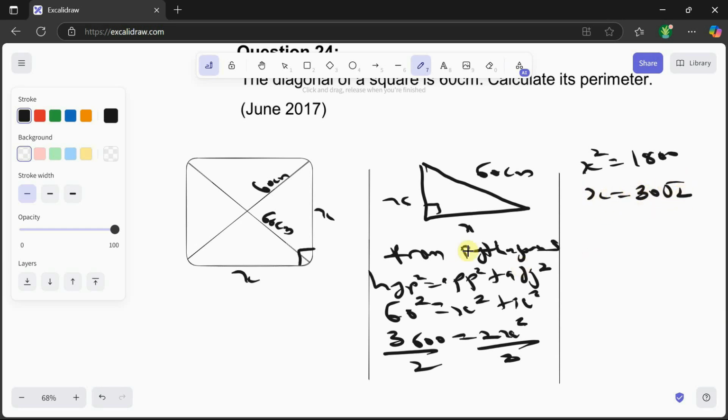Now that we know the side, I'm sure you know how we got this 30 root 2. It is the square root of 900 times 2, and the square root of 900 is 30, so 30 root 2. We know that each side is 30 root 2, so we can find the perimeter.